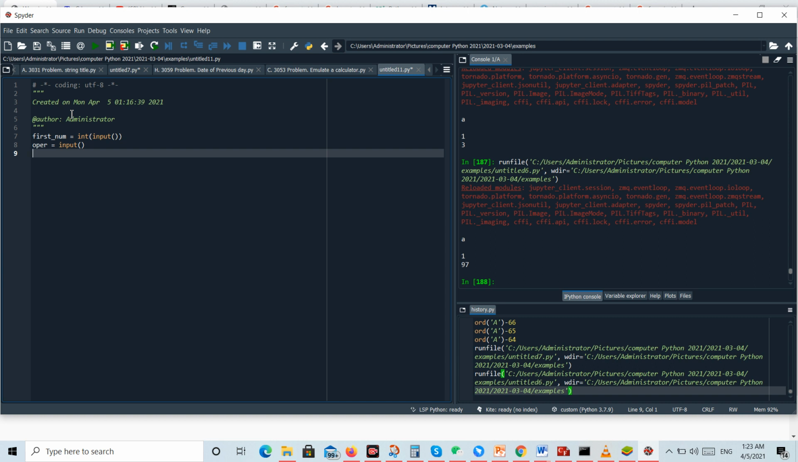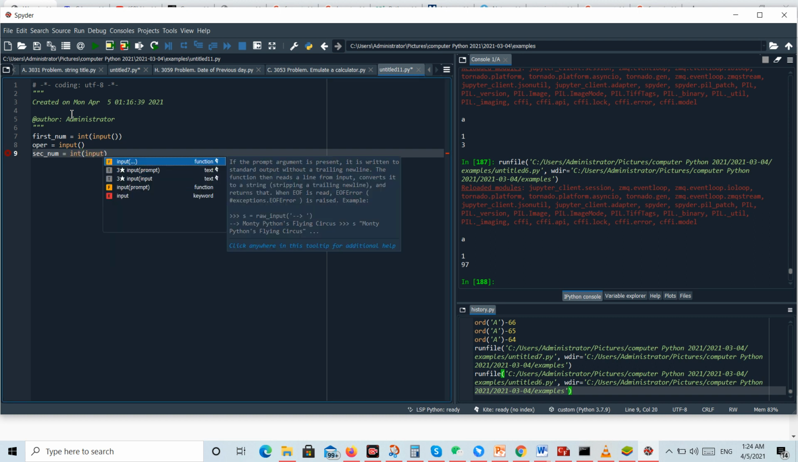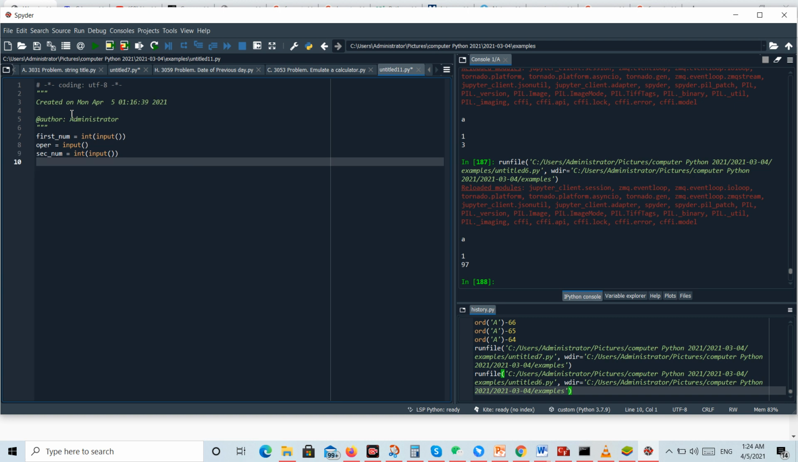Remember, it's a calculator that works on just two numbers, maybe 5 plus 3, 5 divided by 3, 7 divided by 3. They will be on different lines. First input, then the operator, then the second number, the second input. So let's say sec underscore num be equal to int input. Okay, so that's for the inputs that we're collecting.